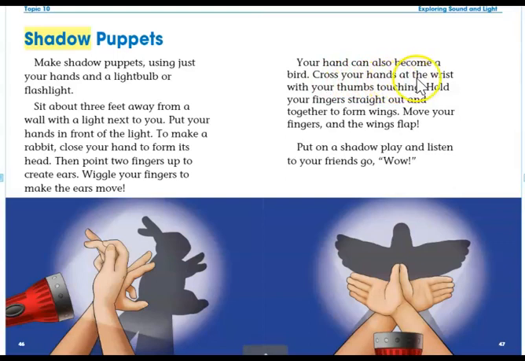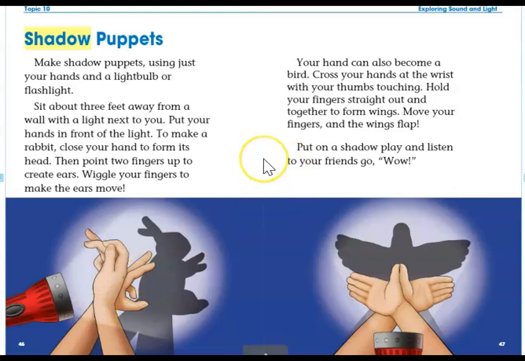Cross your hands at the wrists. Cross your hands at the wrist with your thumbs touching. Hold your fingers straight out and together to form wings. Move your fingers and the wings flap. Put on a shadow play and listen to your friends go, "Whoa!"